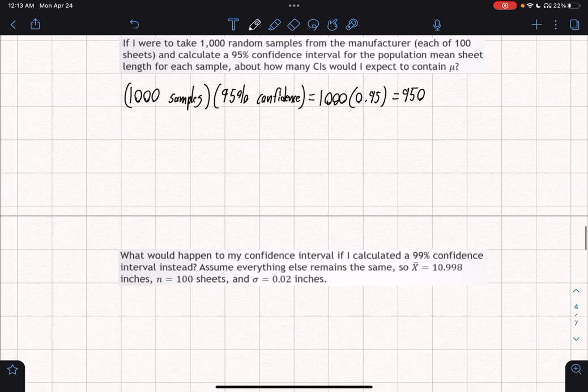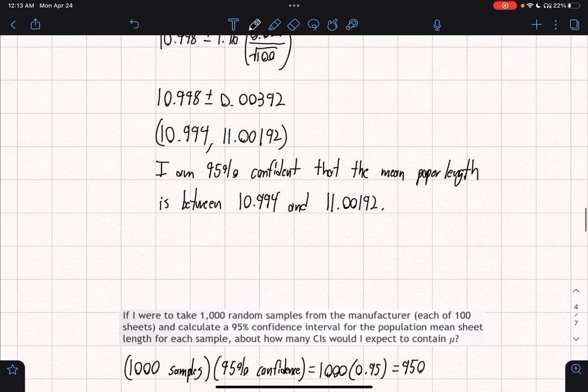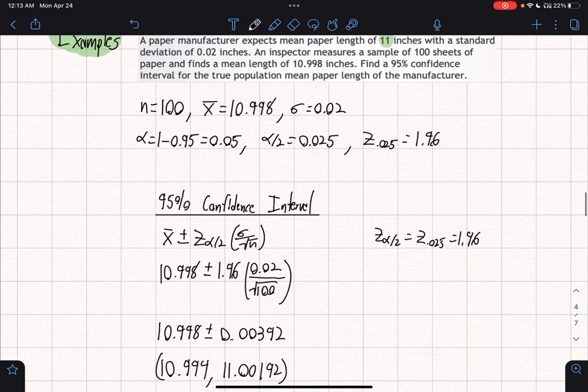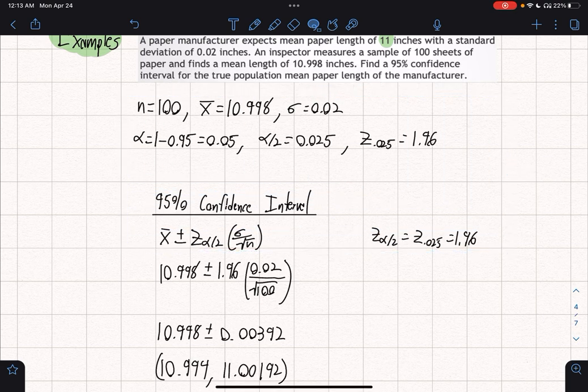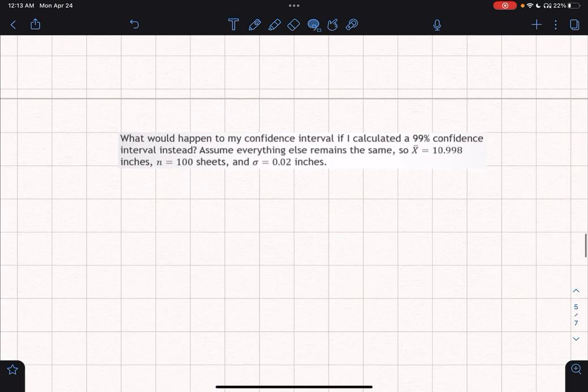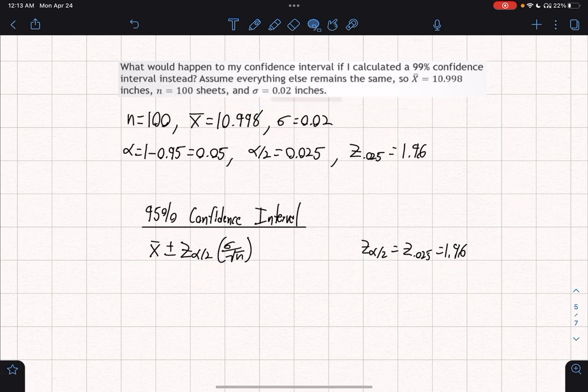So what would happen to my confidence interval if I calculated a 99% confidence interval? So everything remains the same: same x bar, same n, same sigma. And if you want, go ahead and pause the video and see if you can create the 99% confidence interval. In the meantime, I'm just going to snag some of this. So same information, but now let me change some things.